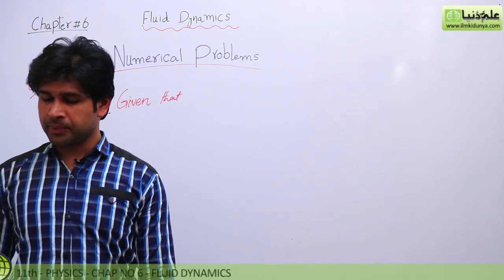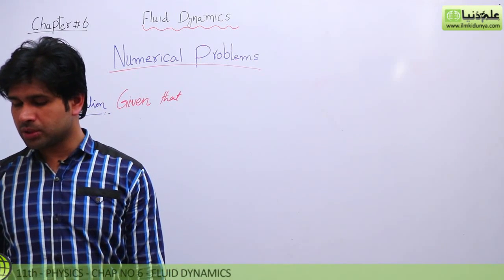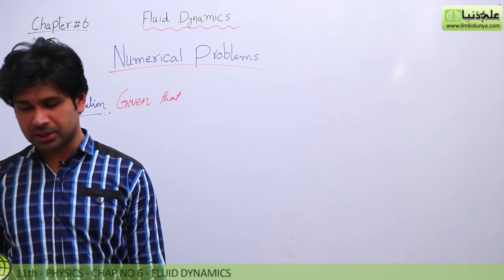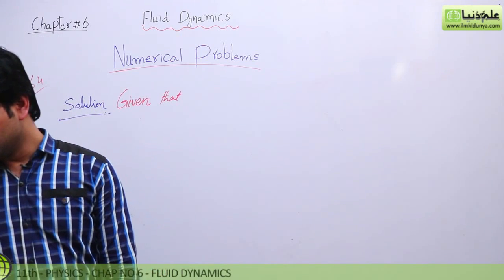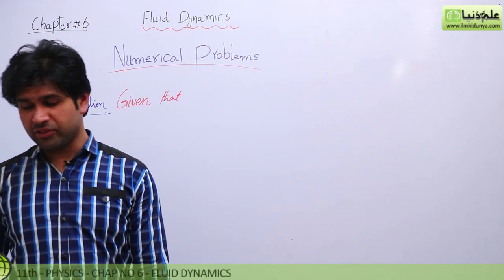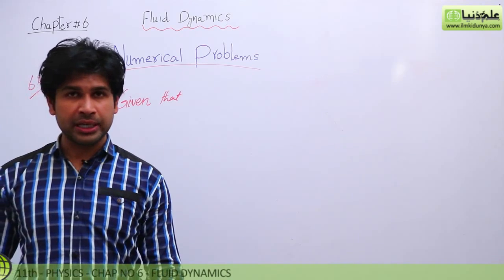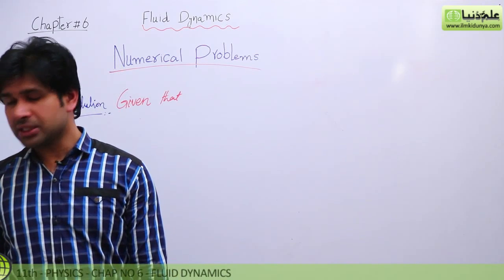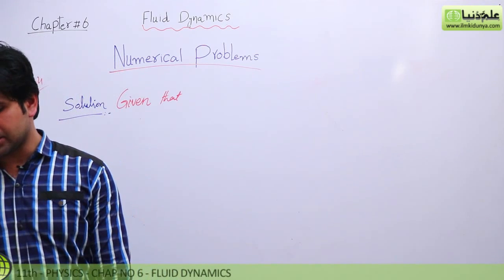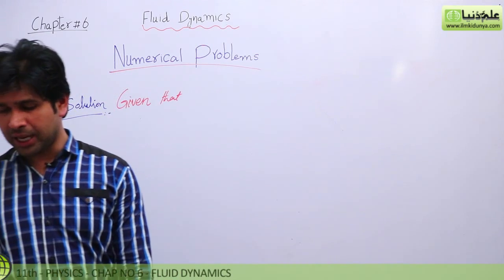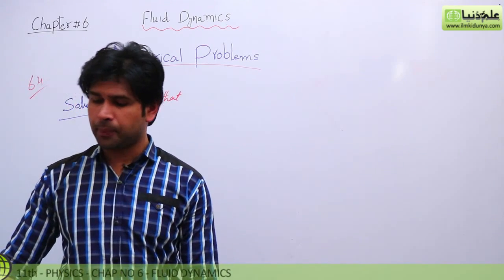I will repeat the statement. Water is flowing smoothly through a closed pipe system. At one point the speed of water is 3 meter per second, while at another point 3 meter higher the speed is 4 meter per second. If the pressure is 80 kilopascal at the lower end, what is the pressure at the upper end?